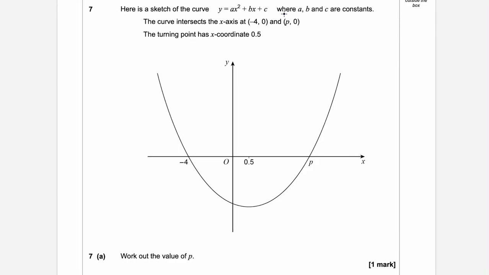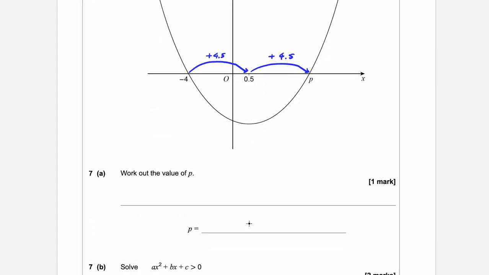Question 7. Here's a sketch. The curve intersects at -4 and p. Fine. The turning point has x coordinate 0.5. Work out the value of p. Okay, well, this distance here, guys, is 4.5 to get to here. So this must be the same because the vertex is going to be exactly in the middle. So that's plus 4.5. So what's 0.5 plus 4.5? It's 5. So p is equal to 5.